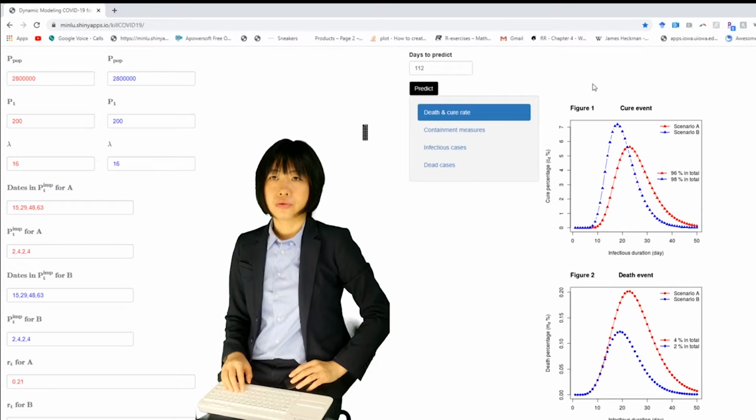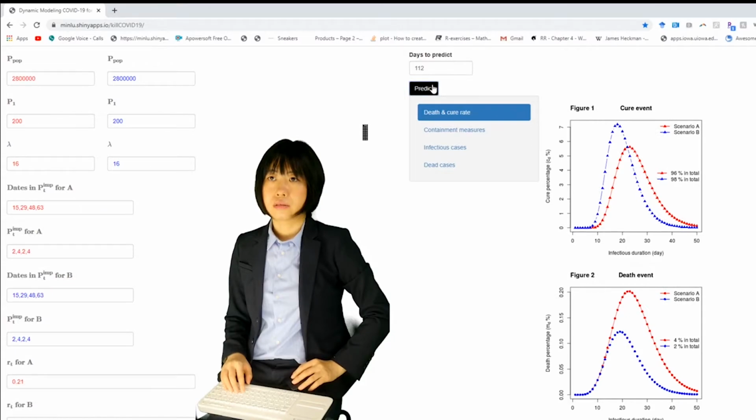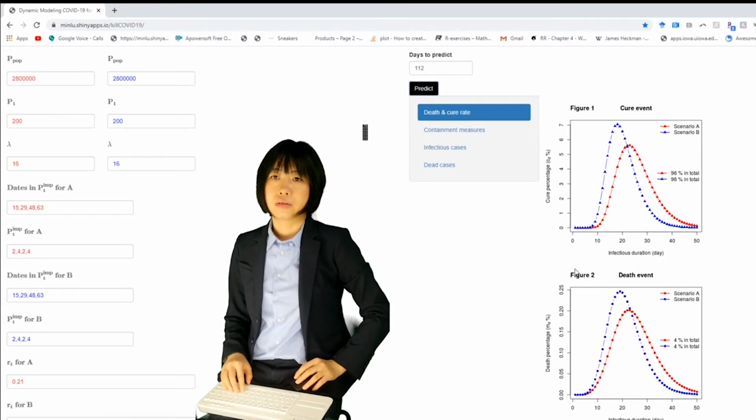It is also shown in figure 2 and figure 1. So basically within M days, M deaths percentage of patients will be dead, while 1 minus M deaths patients will be cured. So here we can see that in scenario B, mortality rate is lower, but we can change this and predict. So you can see that scenario B now also has the same mortality rate within M days, which is 4%.